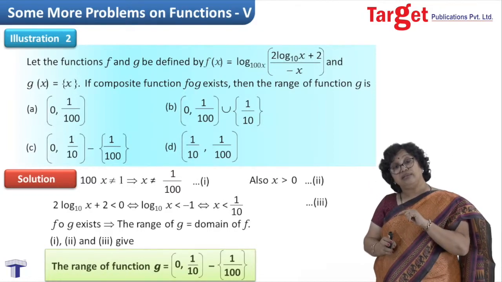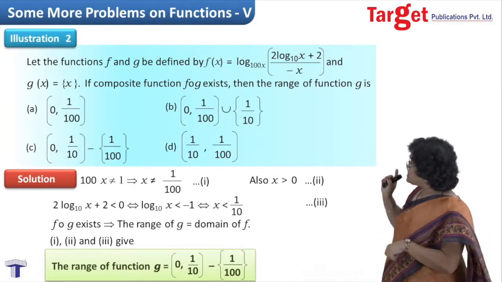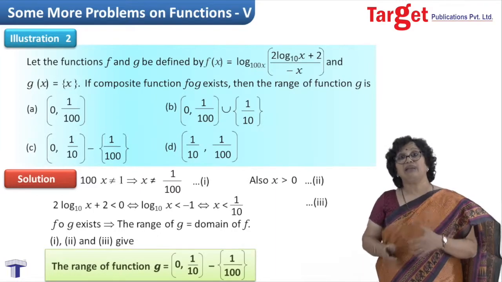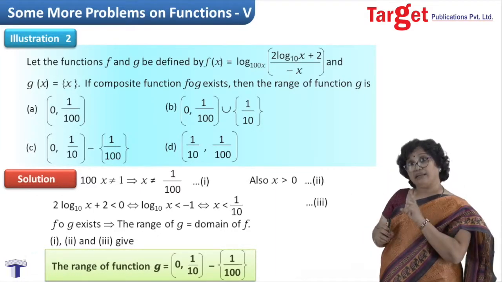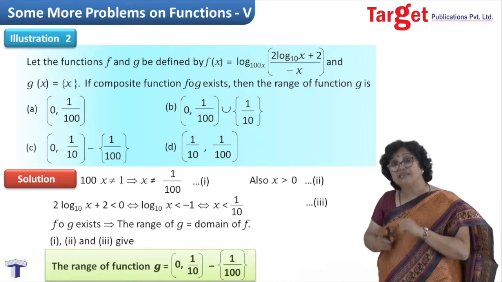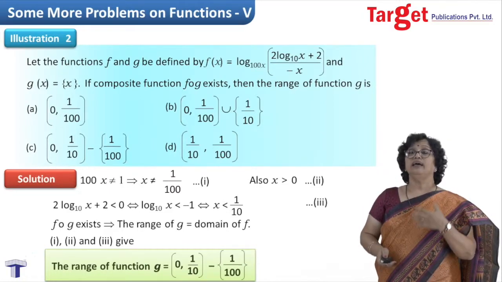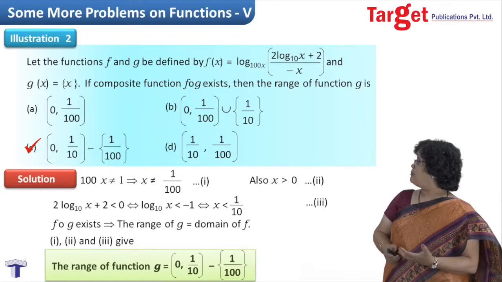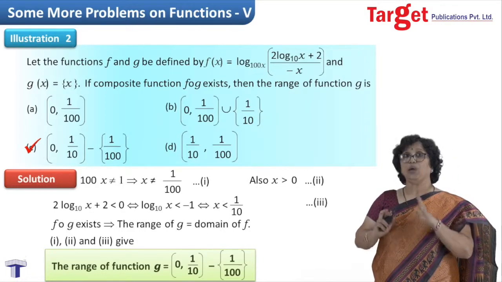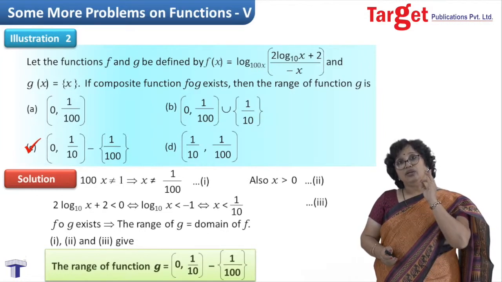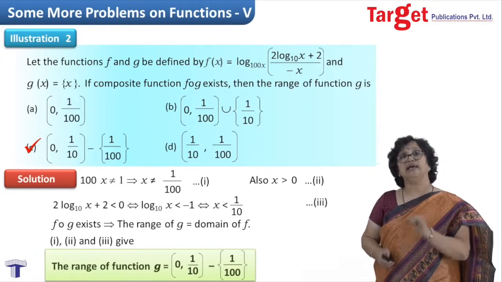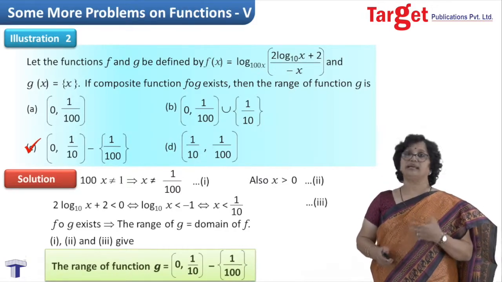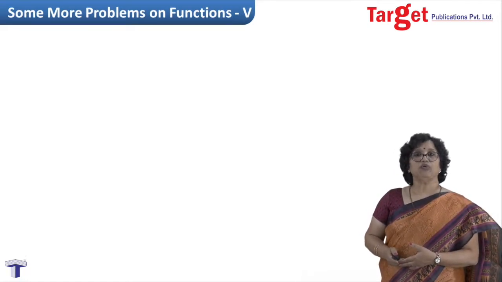And I have also mentioned that x is not equal to 1 upon 100. So, that singleton set 1 upon 100, I will have to remove from that open interval. And that 1 upon 100 lies between 0 and 1 by 10. Don't forget that. And now I am ready with the range of the function. So, my correct option is nothing but C. I hope you have understood it. Otherwise, you write all those steps that I have written here, and after understanding every step, you write. And I'm sure then you will understand the crux of the question. Let us move to the next one.